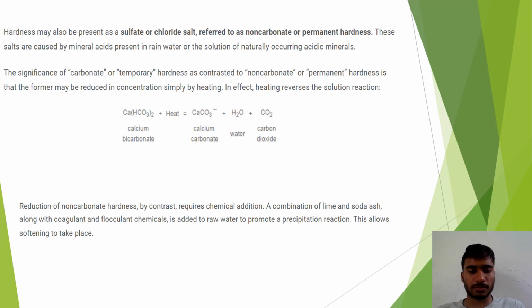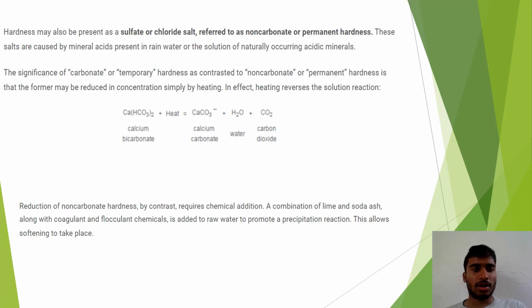I hope you are getting what I am reading. Now I am going to repeat this slide once again because this is very important. This is the hardness that we are going to filter out using the lime soda process.